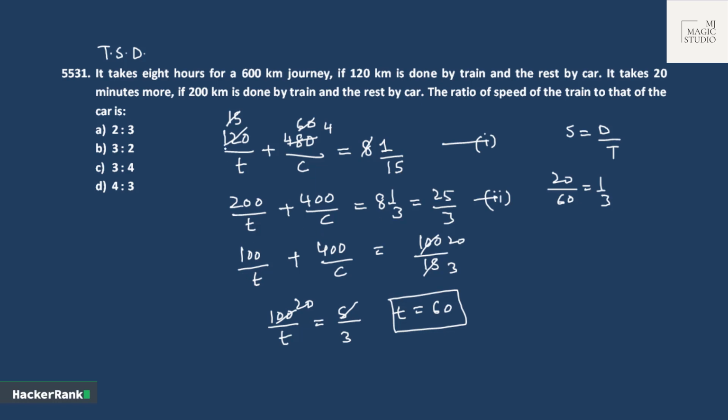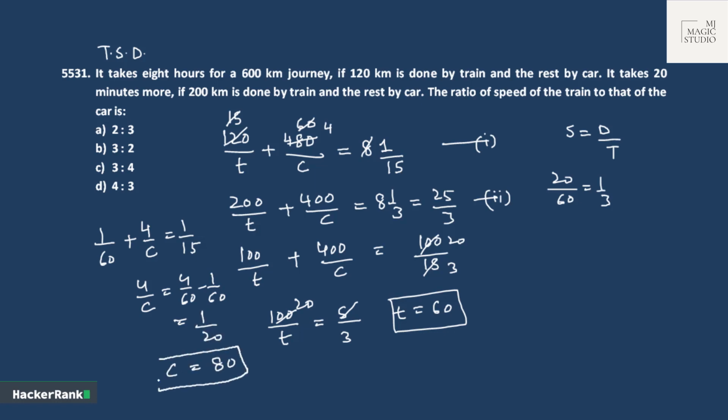Now we will use this in any one of these equations. Okay, let me use this in the first one. 1 by t, 1 by 60 plus 4 by c equals 1 by 15. 4 by c is 4 by 60 minus 1 by 60. That is 3 by 60, 1 by 20. c is 4 into 20, that is 80. So ratio of speed of train to speed of car, t by c, is 60 by 80. 3 is to 4. Option C fits in. Ratio of train to car is 3 is to 4.